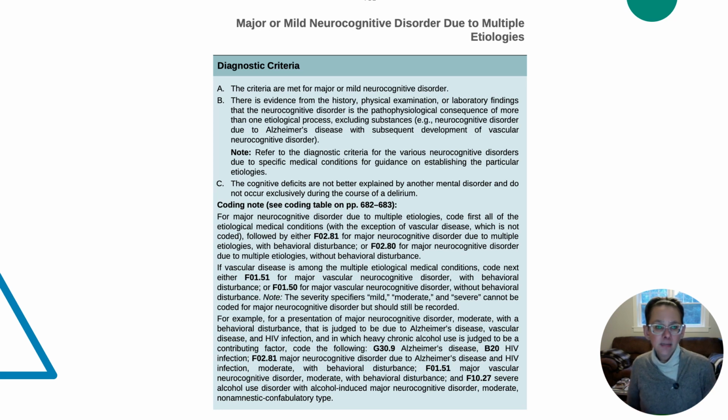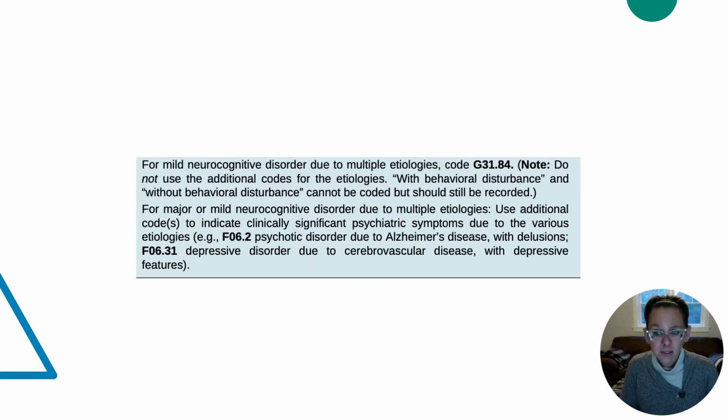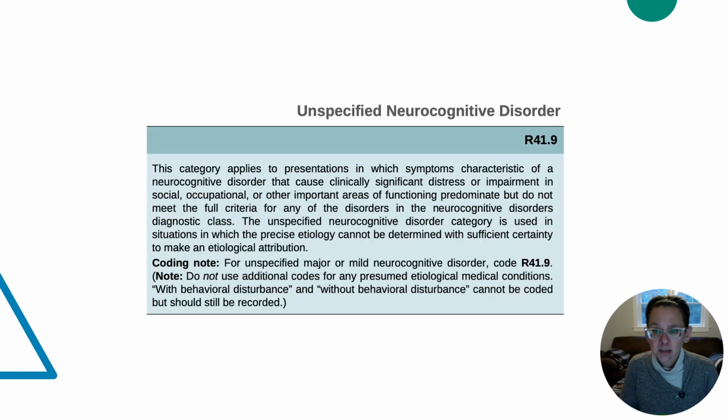And then there is major and mild neurocognitive disorder due to multiple etiologies. So I like the example that they give, the Alzheimer's disease with subsequent development of vascular neurocognitive disorder. So that might be found, you know, they end up in the ER for a fall and they get a brain scan and found to have vascular disease on there. So just be aware that you can have major and mild due to multiple etiologies. Here's some coding for that. Then as always, we have an unspecified neurocognitive disorder. So just be aware of that as a coding differential.